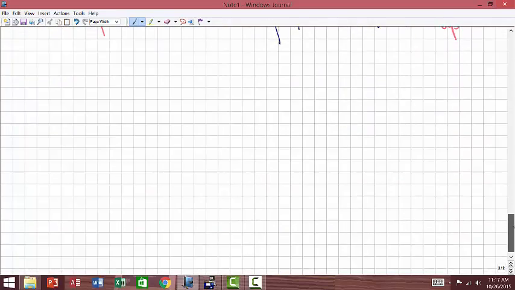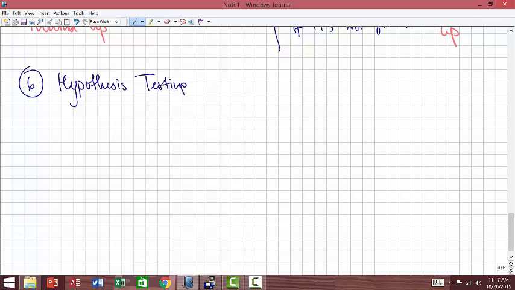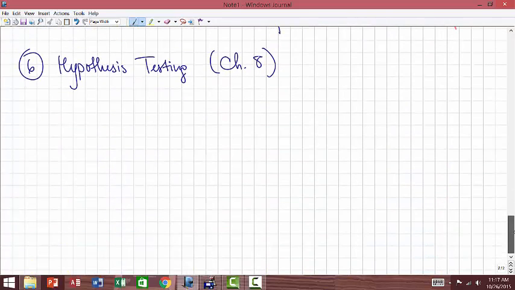What is the last thing that we discussed? The last thing was hypothesis testing. This is chapter 8. Just like with population proportion and mean for confidence intervals, the first thing you want to figure out is the following: is my hypothesis test about a mean or a proportion?